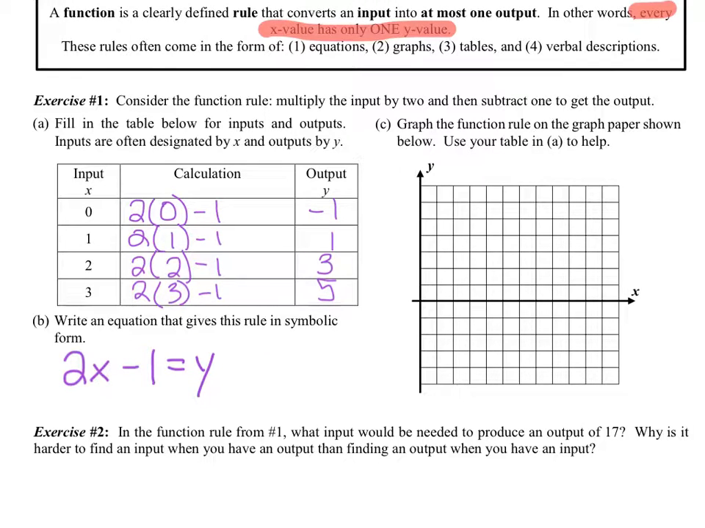All right, let's graph this function rule on the graph. So it looks like when our x is 0, our y is -1. When our x is 1, our y is 1. When our x is 2, our y is 3. So 2 to the right, 3 up. And then when our input is 3, so 3 to the right, our output is 5, 5 up. And as you can see, this is making a linear relationship. So we have a line with a slope of 2 and a y-intercept at -1.